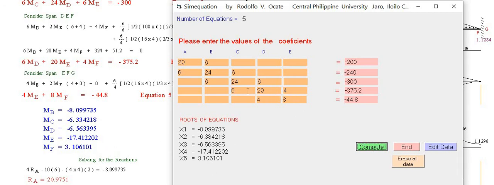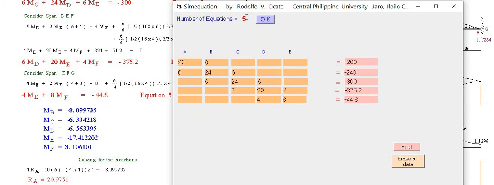Everything the same. If the substitution of these numerical constants is correct, then we will have the correct roots of the equation. Now you can change this. Suppose I want 3 equations only, so I will edit the data so that I can change this to 3 equations. Edit data, I will make this 3.